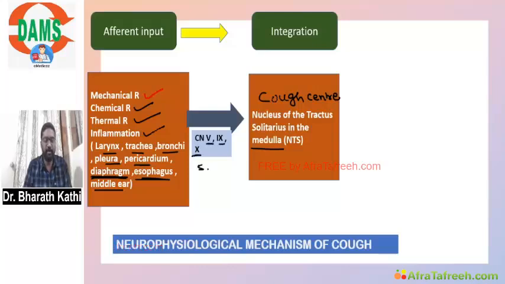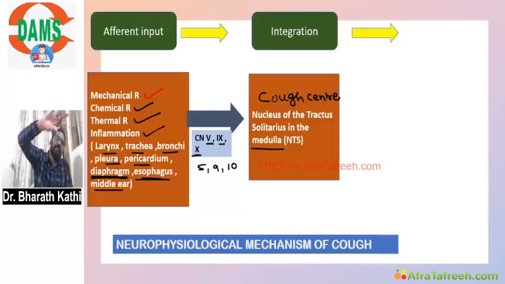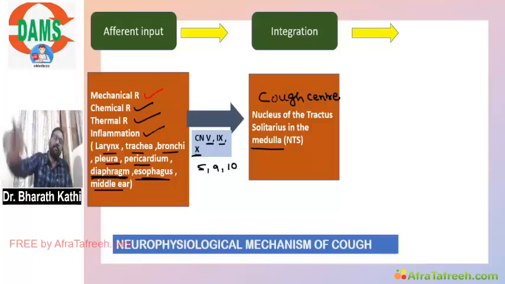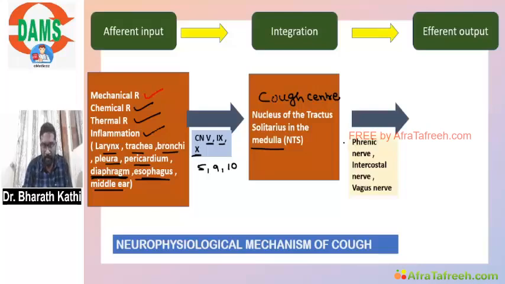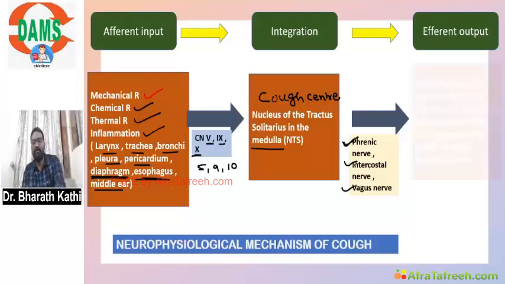So important cranial nerves here will be 5, 9 and 10. Once these afferent inputs reach your cough center, the cough center will give a reaction. That reaction is cough, nothing but an efferent output. This efferent output will be through your phrenic nerve, intercostal nerve and vagus nerve. So from the medulla, these will be stimulated and ultimately it results in cough.